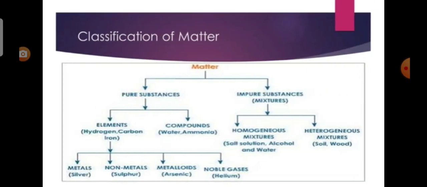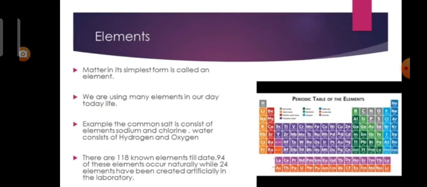Now we see about the classification of matter. Matter is classified into two types. One is pure substances, another one is impure substances. The pure substances are further classified into elements and compounds. The impure substances are classified into homogeneous mixtures and heterogeneous mixtures. The elements are further classified into four types: metals, non-metals, metalloids and noble gases.